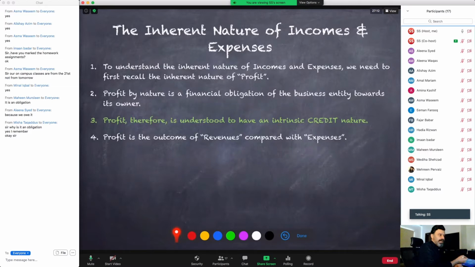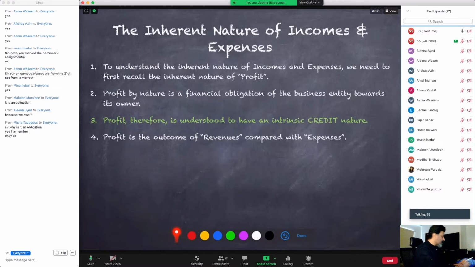So in any case, your revenues are always going to be compared with your expenses. Revenue is another name for income. So your incomes are always going to be compared with your expenses. And whatever the outcome is, that is your profit, right?